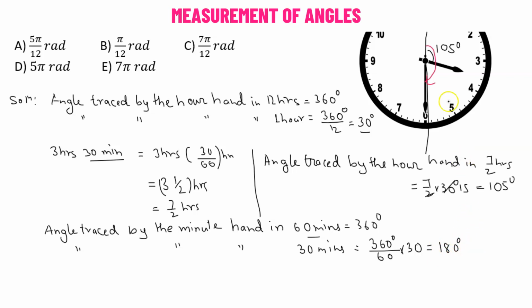Now to find out the angle between the hour hand and the minute hand, all we have to do is find out the difference. So the difference is going to be 180 degrees, and from it we are going to subtract 105 degrees, which corresponds to 75 degrees.